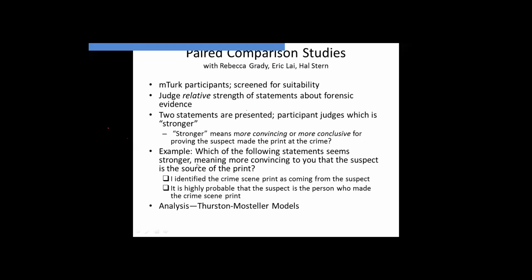So here's an example. Which of the following statements seems stronger, meaning more convincing? Is it stronger for the expert to say, I identified the crime scene print as coming from the suspect, or it's highly probable that the suspect is the person who made the crime scene print? So we can pair up the statements, two statements against each other, and see which one is seen as stronger. And the analysis uses something called Thurstone-Mosteller models.